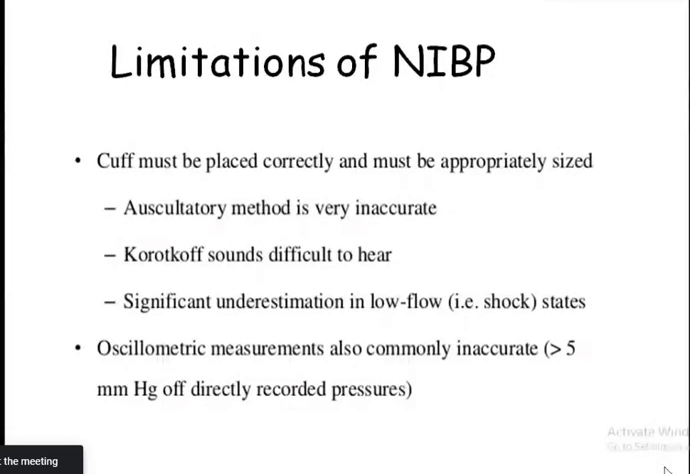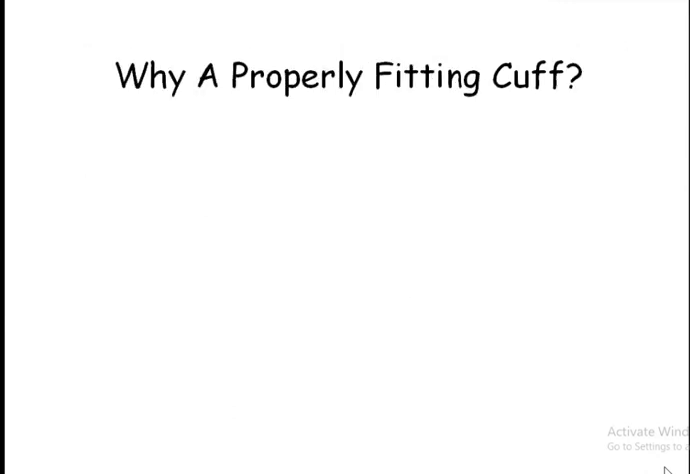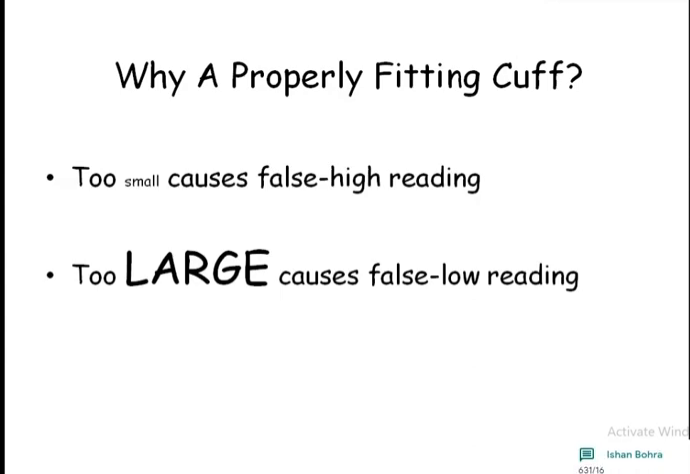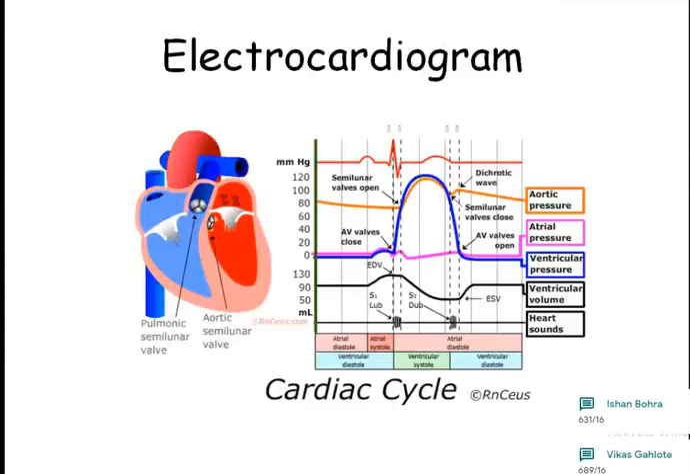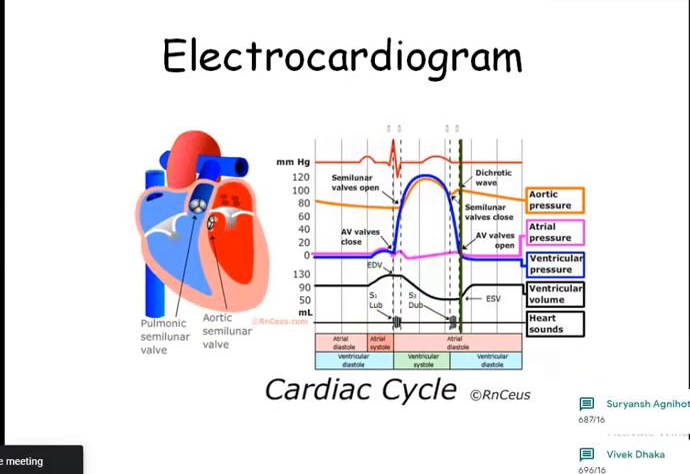But when the patient has come to the ICU in septic shock or cardiogenic shock, then these methods are not accurate. Sometimes it becomes very difficult to hear the sounds, and in low flow states they show so much variation in the readings. Also, there are various limiting factors, such as proper fitting of the blood pressure cuff, the length and the width. If it is not fitted properly, there will be false high and false low readings. So this is about non-invasive blood pressure.